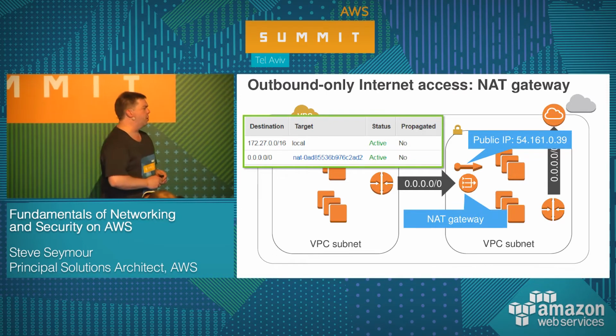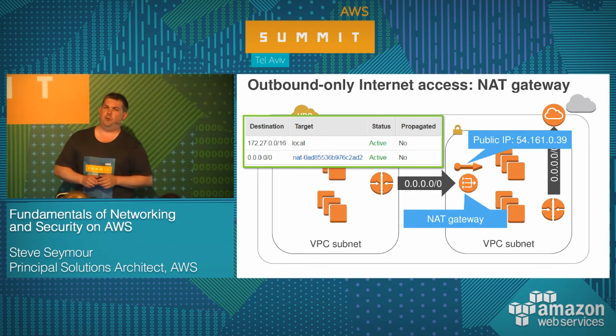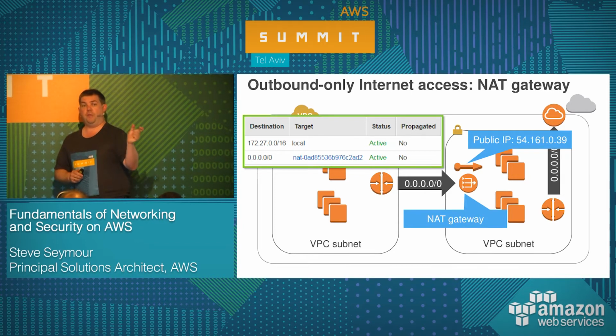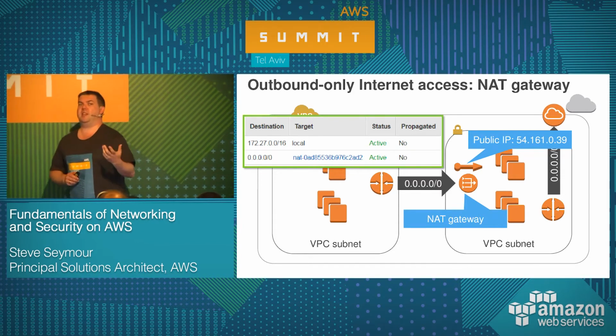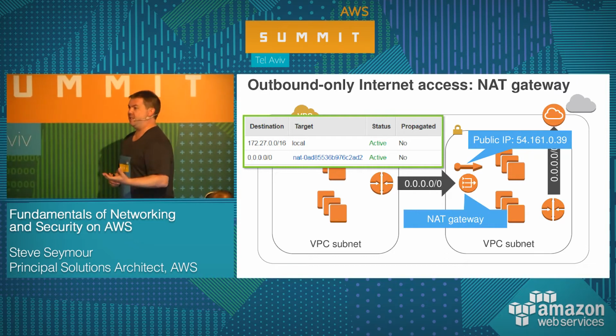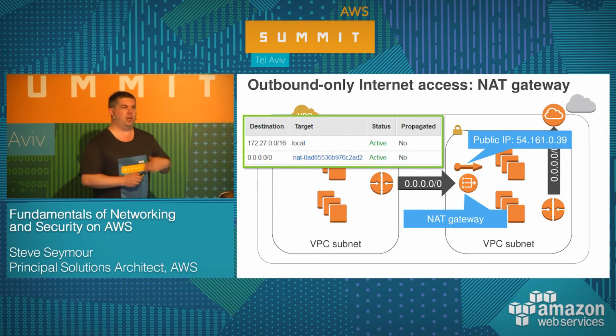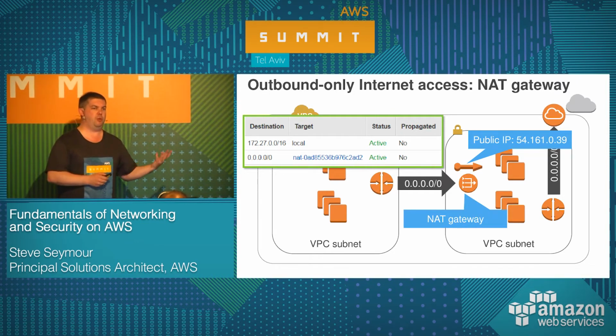This is what the route table would look like in my private subnet. If you remember earlier, I had a default route that went via the internet gateway, but in this case, I have a default route that goes via the NAT gateway. And this is the mechanism where I don't need to assign public IP addresses to my private instances.